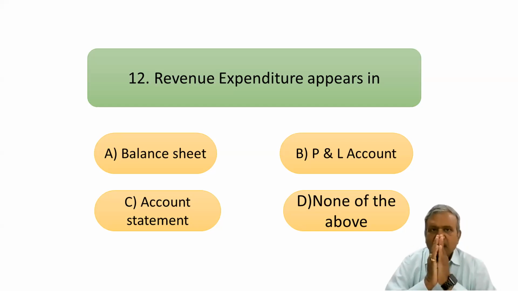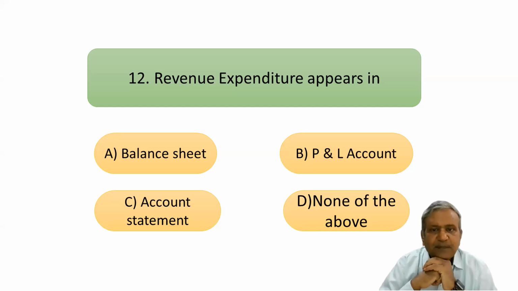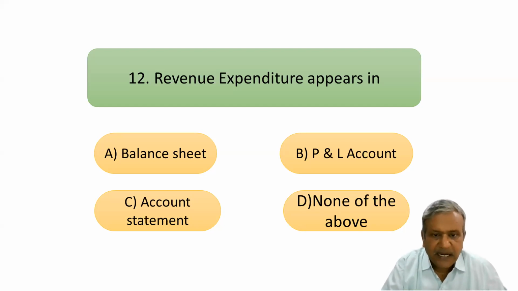You see, revenue expenditure, as I told you, appears in the profit and loss account. It appears in the profit and loss account only. It is not in the balance sheet. It is not in a statement. Shall we go for the next one?